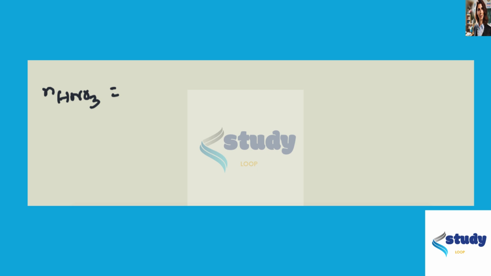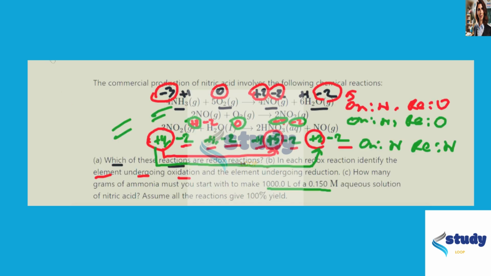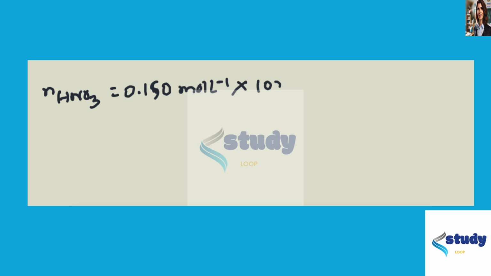So the molarity here is 0.150 molar or mole per liter, and from the volume we can see that it is 1000 liter. So multiply this by the volume 1000 liter, and this will give us a value of 150 mole. So this is the number of mole of nitric acid we need to prepare.